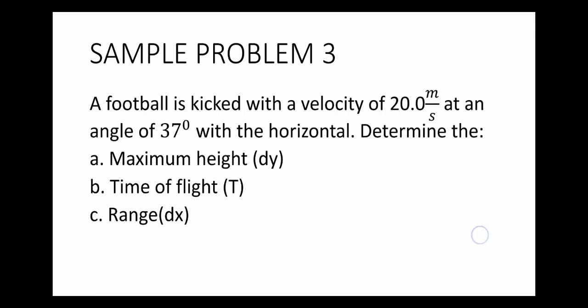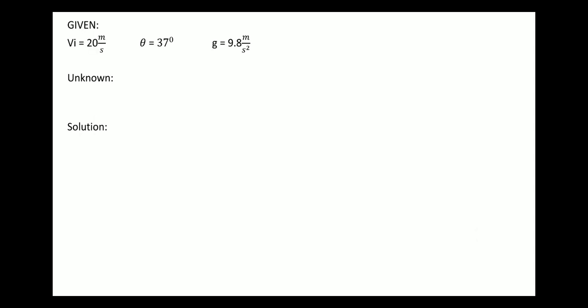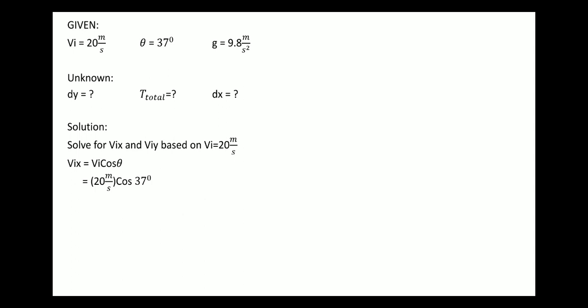Almost the same. So given, we have Vi is equal to 20 meters per second, angle is 37 degrees, and G is 9.8 meters per second squared. The unknown: dy, t total, and dx. Solution, once again, we solve for Vix and Viy based on the Vi, which is 20. So Vix, substituting the values, 20 times cosine 37 is equal to 15.97 meters per second. Viy, we use sine. So 20 times sine 37, that is 12.04 meters per second.